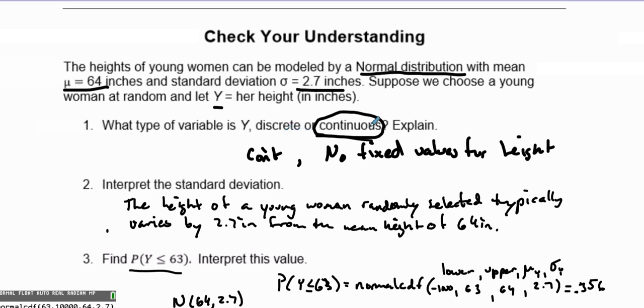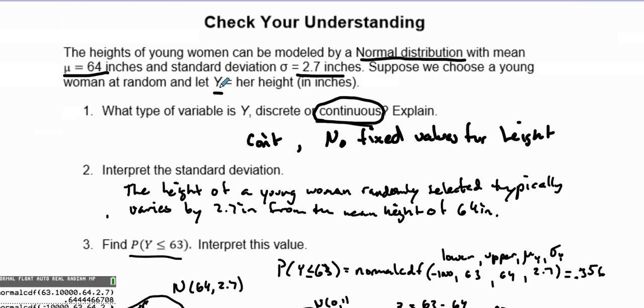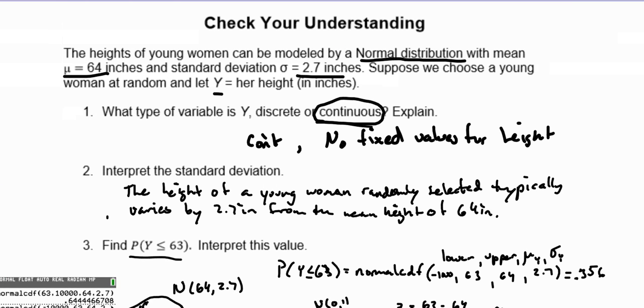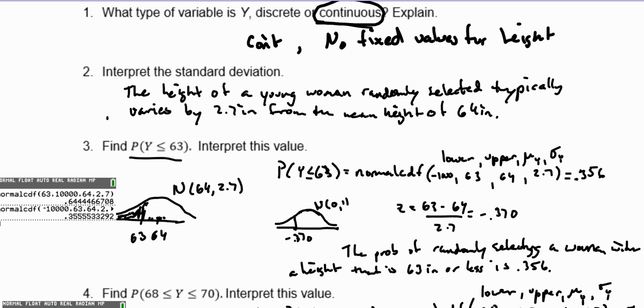All right, so using normal distribution and a continuous random variable, we can find standard deviations, we can find probabilities, especially when we have a normal distribution using what we know as normal CDF or z-score, however we want to continue.